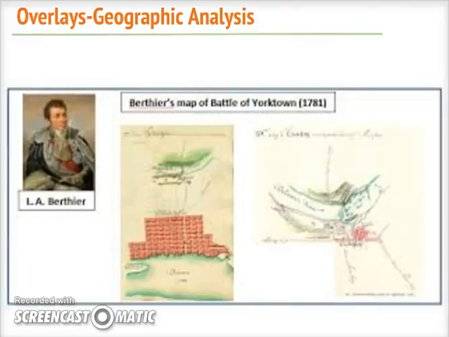So this map is the Battle of Yorktown, American Revolution, drawn by the French cartographer. His name is Louis Alexandre Berthier. This map contained hinged overlays to show troop movements.